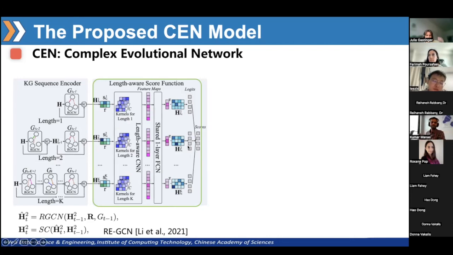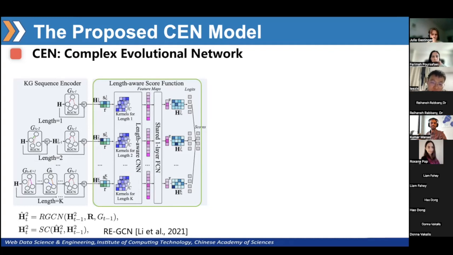One interesting thing is that when we conduct the experiments, we found that it looks like the ensemble of K historical sequences. It looks like that the CN is the ensemble of K models, each of which models the historical sequence of different nodes.